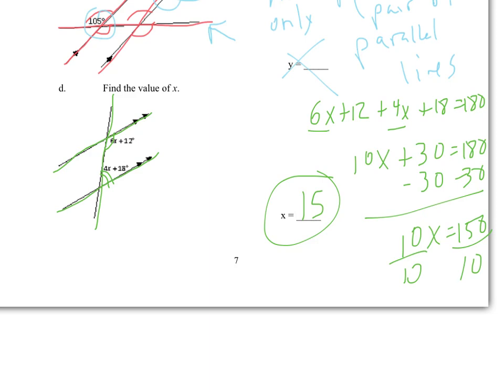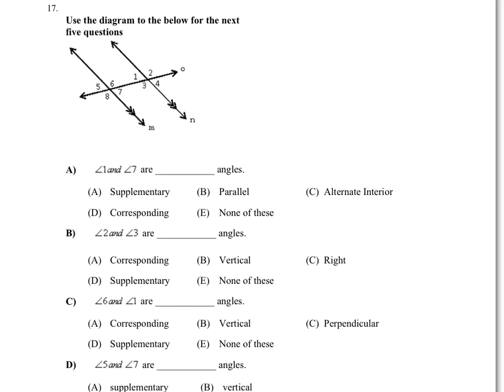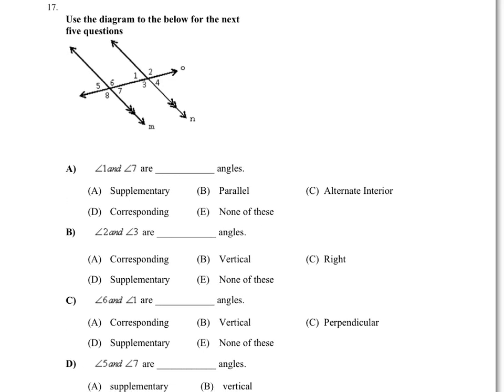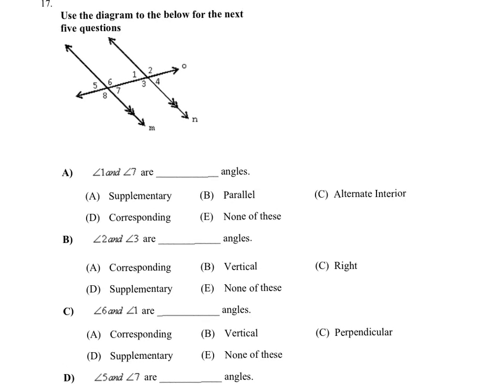Alright, let's look at the next problem. Number 17. Use the diagram below for the next 5 questions. Okay, so let's look at question A. Angle 1 and 7 are, notice that these are two parallel lines cut by a transversal. That means 1 and 7 are alternate interior. They're both interior in between the parallel lines, and they're on opposite sides of the transversal. So they are alternate interior angles.